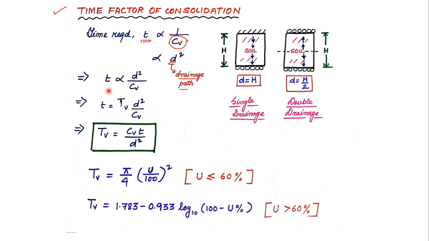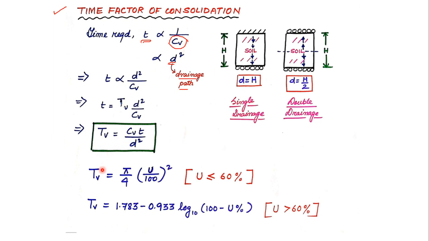Now coming back to our original situation, we got that t was inversely proportional to cv and directly proportional to the square of drainage path. So here I can write, combining both of them, t is directly proportional to d square by cv. So since there is proportionality, again comes a proportionality constant which we call Tv, capital Tv. So if I again rearrange the terms, I get Tv is equal to cv t by d square. So this Tv is actually known as time factor of consolidation. Okay, Tv is time factor of consolidation.